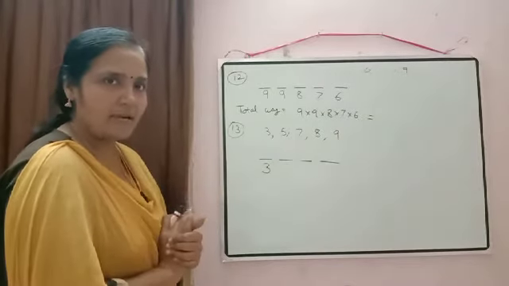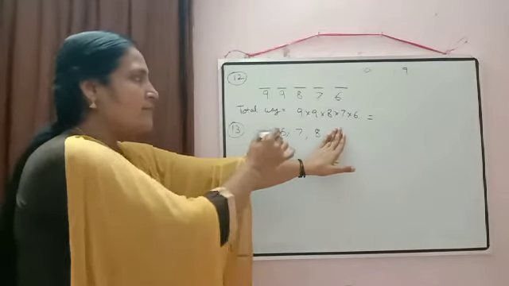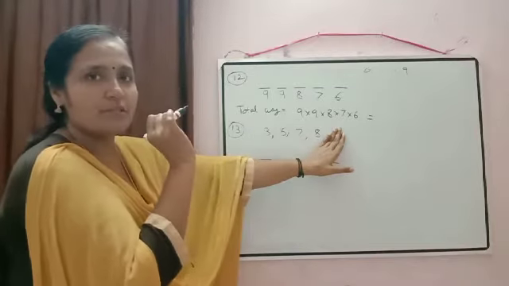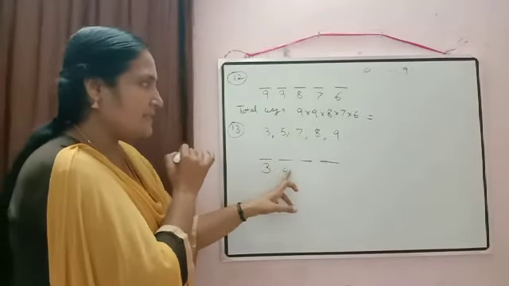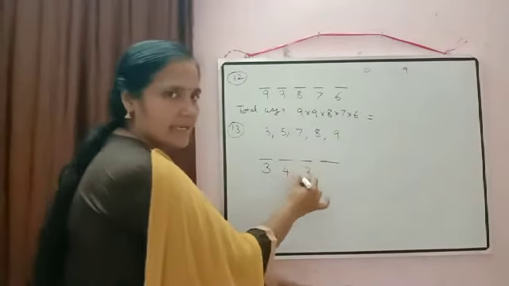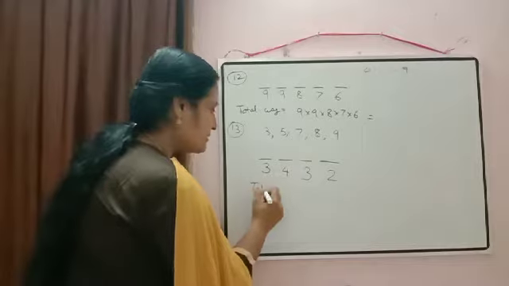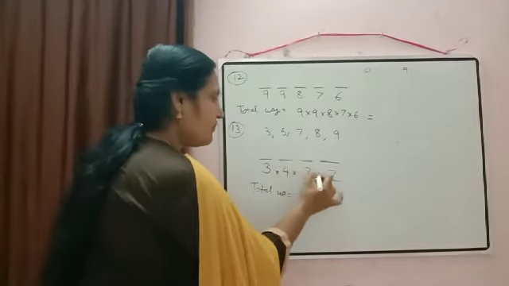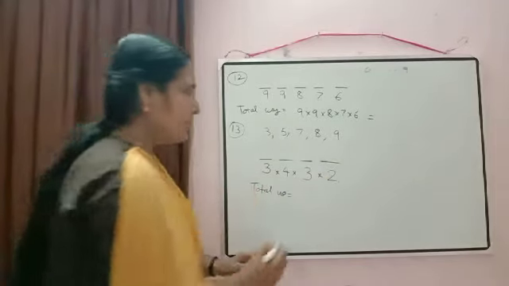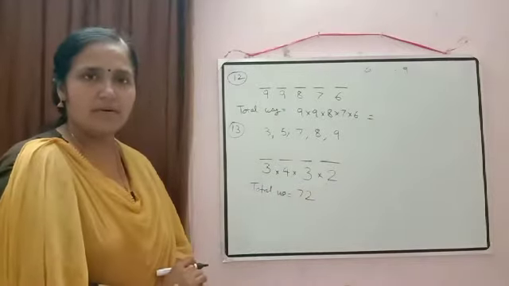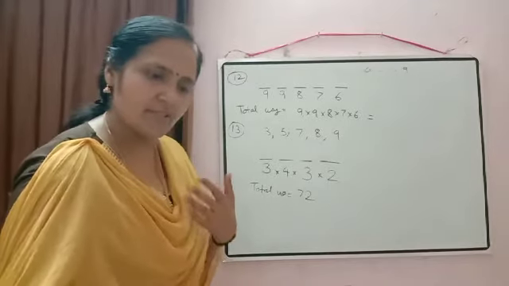Repetition is not allowed. So suppose I filled the number 9 here. To fill the hundreds place, we have only 4 options available. So this place can be filled in 4 ways. Correct? Now 2 places are filled. So the next one can be filled in 3 ways and the next in 2 ways only. So the total numbers will be equal to 3 into 4 into 3 into 2. 3 4s are 12, 12 6s are 72. So total numbers will be equal to 72. Clear?